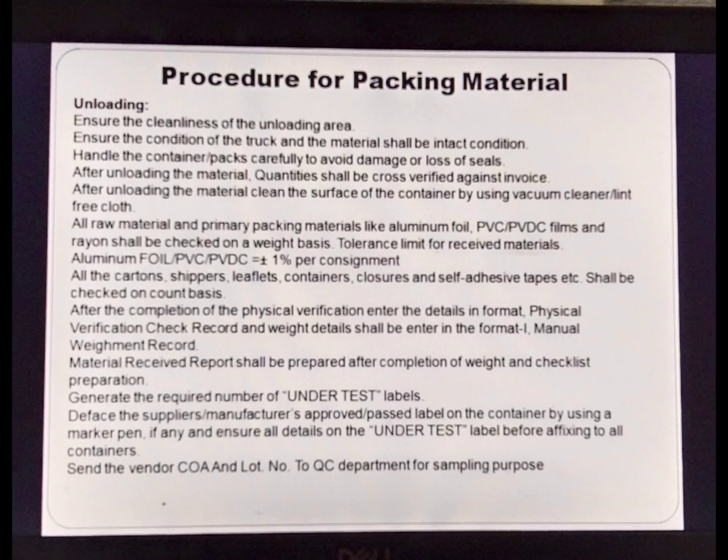After the completion of the physical verification, enter the detail in the format. Physical verification check record and the weight details shall be entered in the format. Manual weighment record. Material received report shall be prepared after completion of weight and checklist preparation. Generate the required number of under test labels.